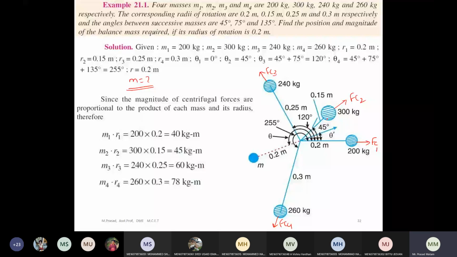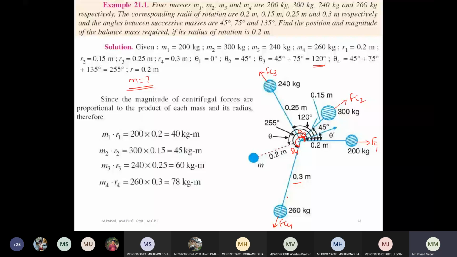You can see the total angle here with respect to the first mass: theta 3 is 120 degrees, and theta 4 is 45 plus 75 plus 135, an angle of 255 degrees. The fourth mass is kept at this angle, theta 4. The magnitude of the mass is 260 kg. The radius of rotation is 0.3 meter. This generates a centrifugal force Fc4.